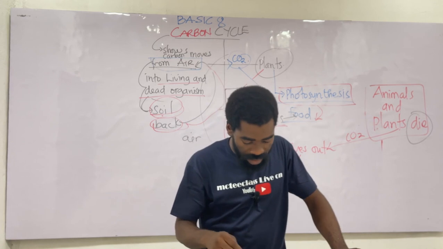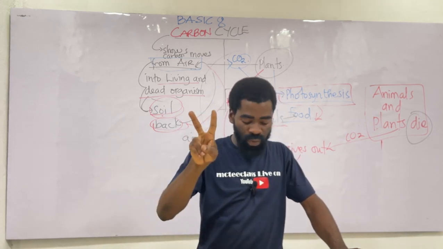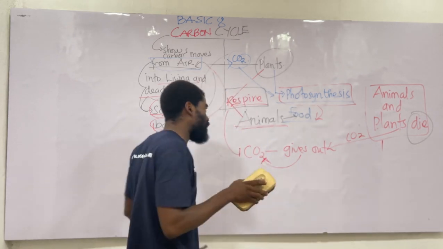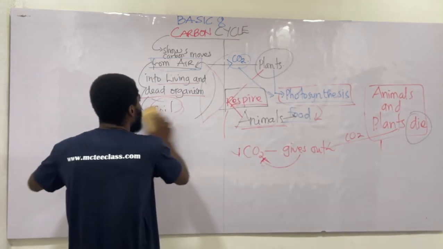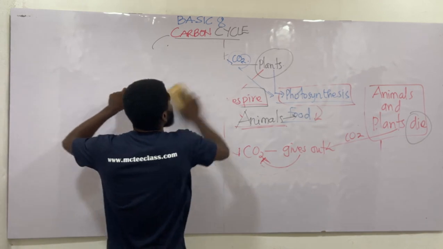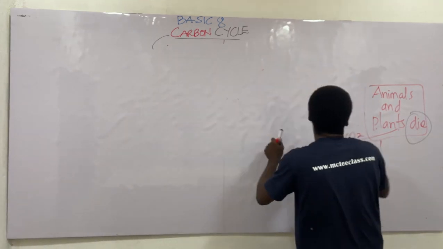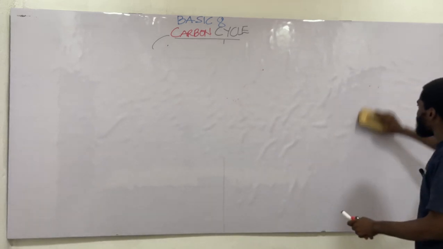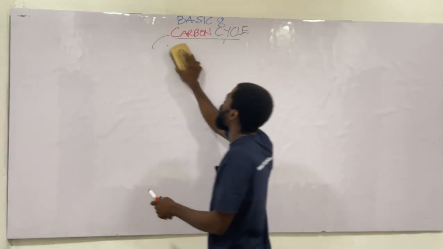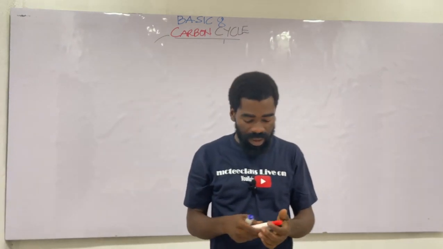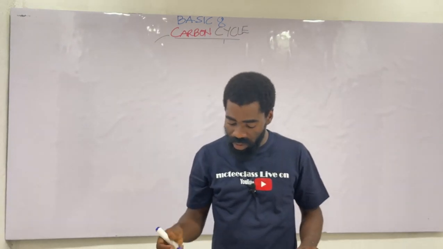Parts of the carbon cycle. Let's go. The carbon cycle, we have two. We have the terrestrial carbon cycle, and we have what? The aquatic carbon cycle, or the terrestrial habitat and the aquatic habitat. So look at the types of carbon cycle. If we say terrestrial, what we mean is the carbon cycle that occurs on land. And when we say aquatic, it means the carbon cycle that occurs on or in water.